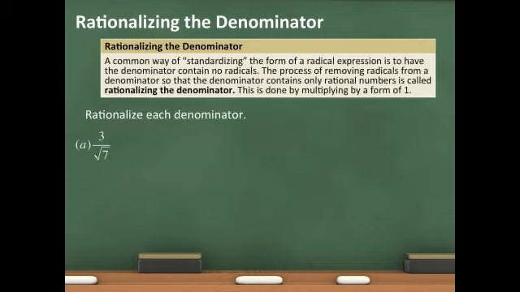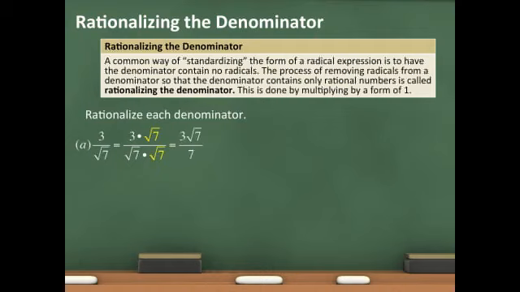In part A, we have 3 over the square root of 7. Notice that there is a radical in the denominator. We need to remove this radical from the bottom. To do so, we take the square root of 7 and multiply it to both the numerator and denominator. The reason we multiply to both is because the square root of 7 over itself is equal to 1. This means that we are essentially multiplying by 1, which won't change the value of the original problem.